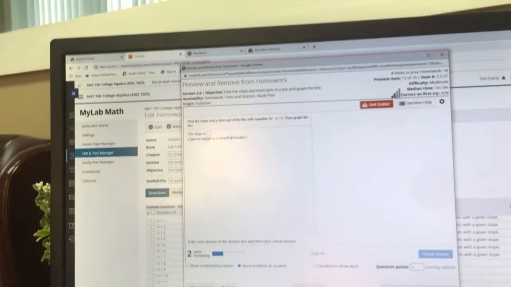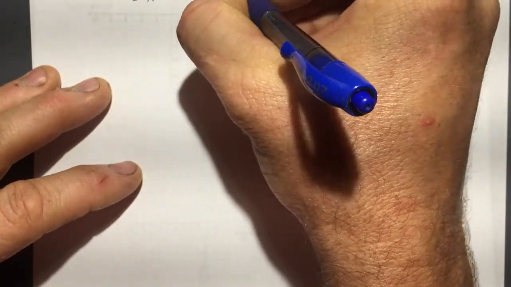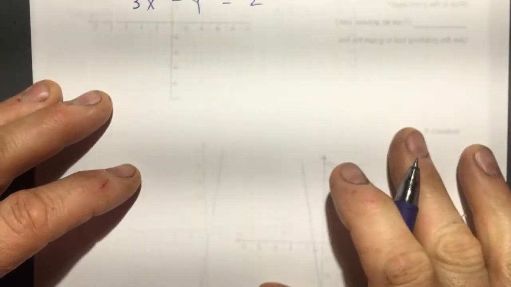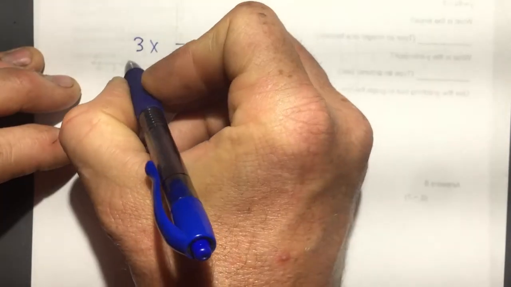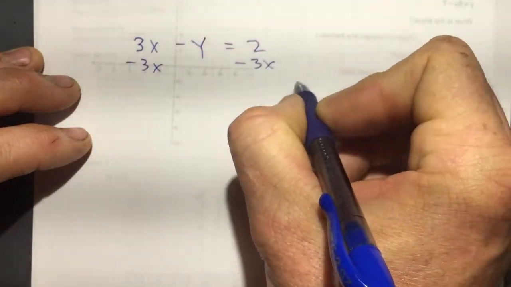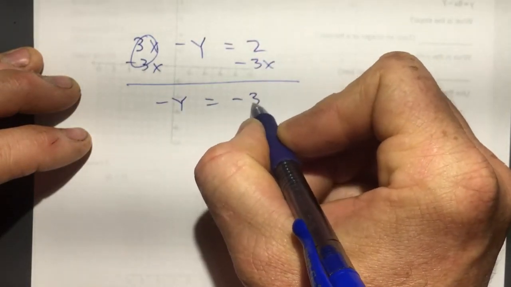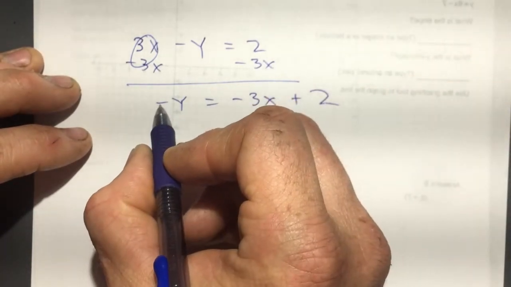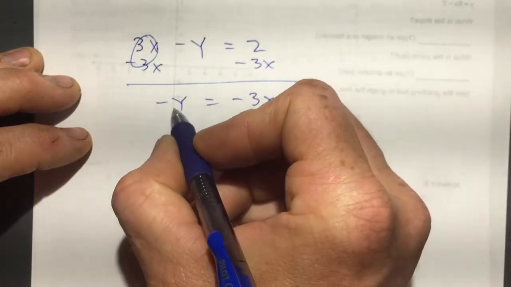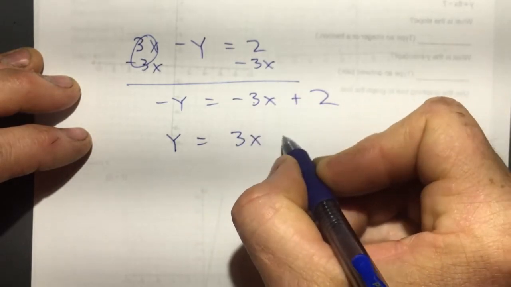3x minus y equals 2. So let's go ahead over here and we'll write this down. 3x minus y equals 2. This is in standard form, okay? So we want to change it to slope-intercept form, which means I'm going to minus 3x on both sides to make this go away. So I have negative y equals, I got to put the x's first, okay? And then I got a negative in front of my y. I'm going to have to change all my signs. So this turns into a positive y. This turns into a positive 3x. This turns into a minus 2.